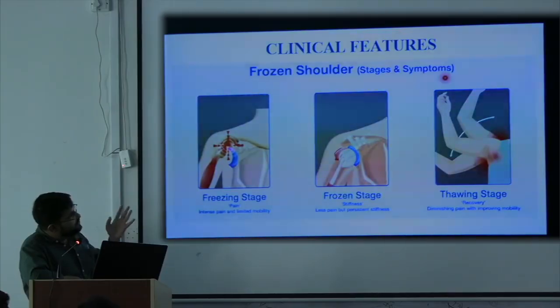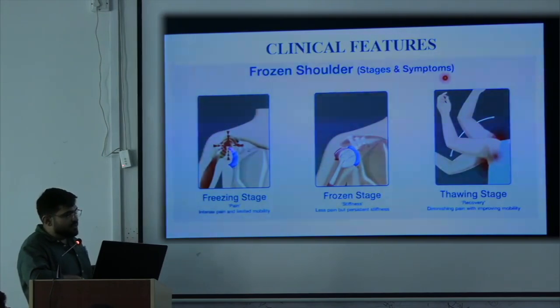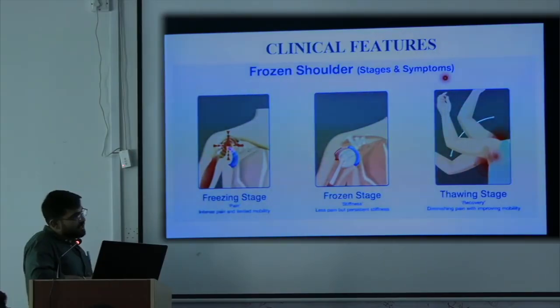First of all, when the shoulder is getting frozen, that is the freezing stage. After freezing, the shoulder joint is frozen. Then it is thawing. In the freezing stage, there is a lot of pain, intense pain and limited mobility. In the stiffness or frozen stage, there is less pain, but the stiffness is more pronounced and persistent. In thawing, there is diminished pain and the mobility is improving gradually.